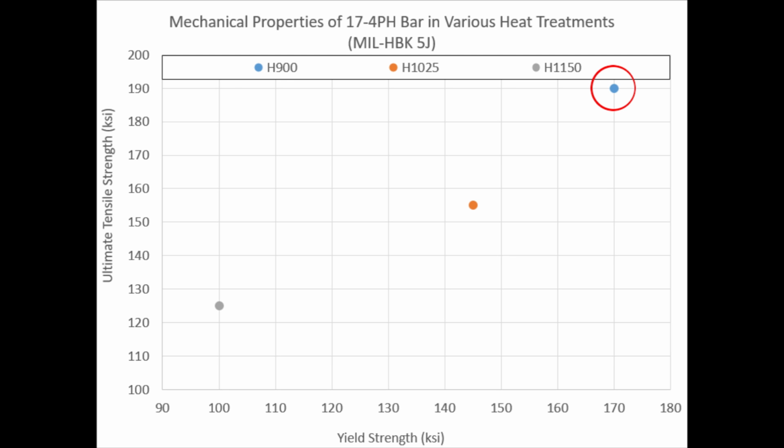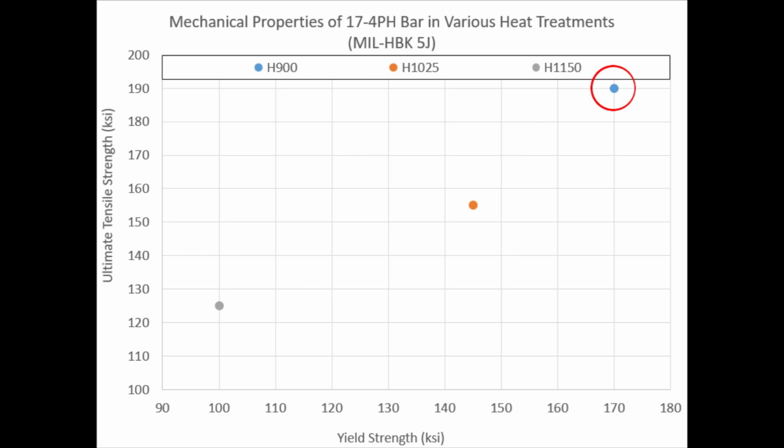So what we're going to be doing today is looking at a steel called 17-4 PH in 3 different heat treatments. And as you can see here, the 3 different heat treatments are listed. They're called the H900 condition, H1025, and H1150 condition. And the numbers correspond to the temperature of the treatment. So 900 is 900°F, 1025 is 1025°F, and 1150 is 1150°F.